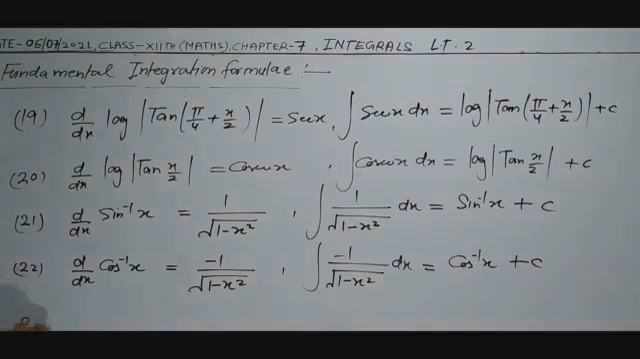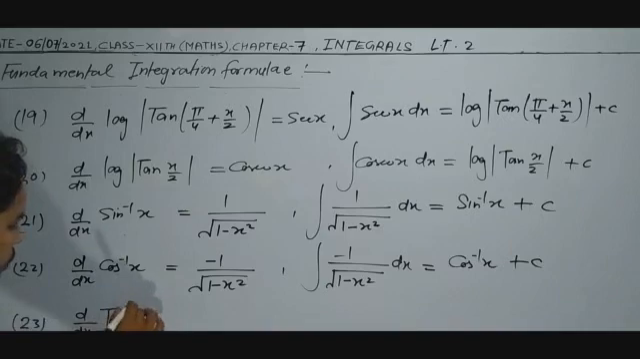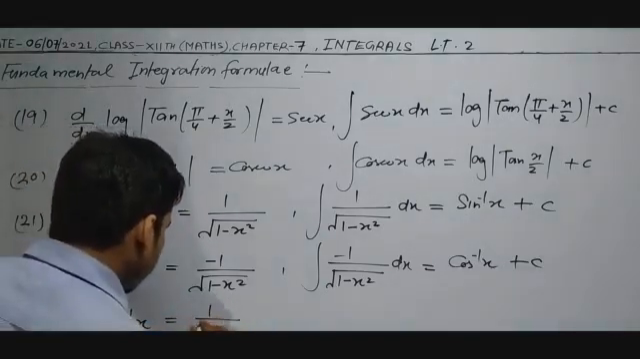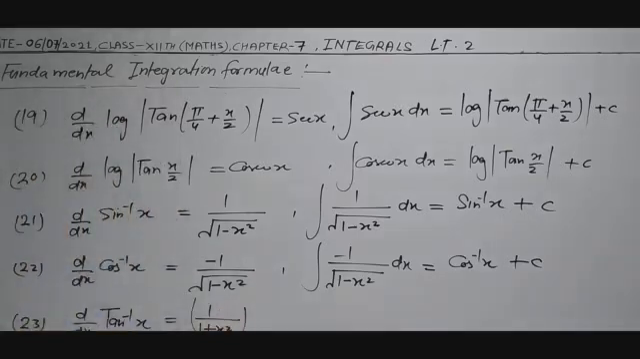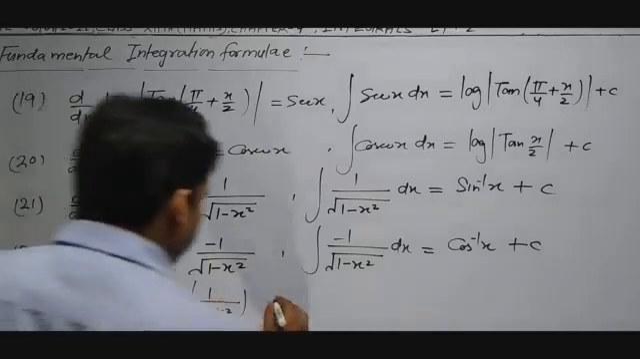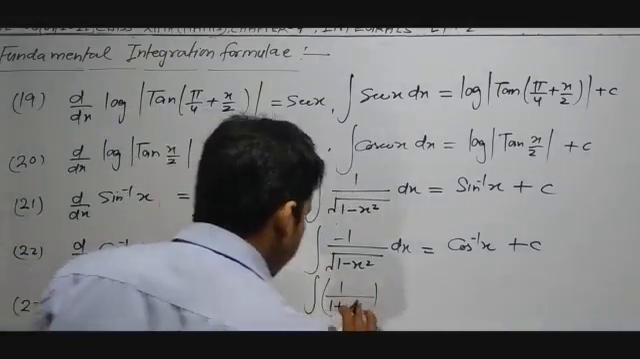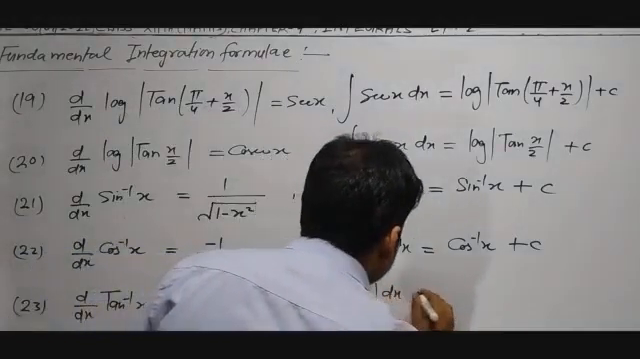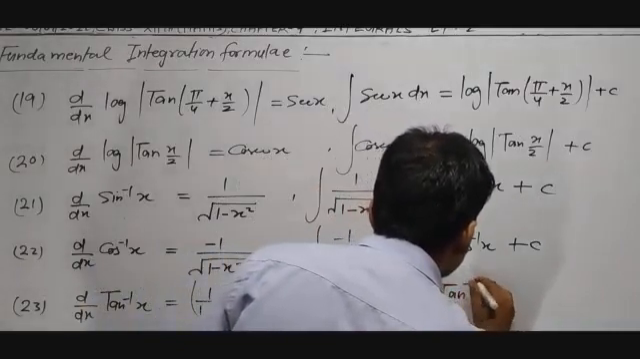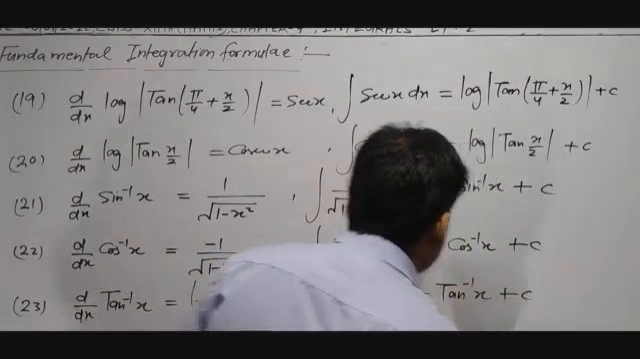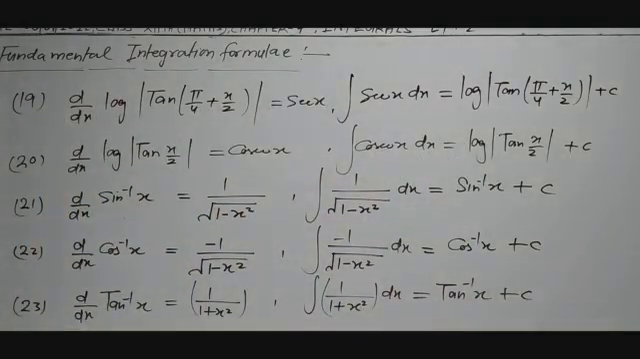Now 23 is d by dx of tan inverse x. Result is 1 upon 1 plus x square. Now its antiderivative, the antiderivative of 1 upon 1 plus x square dx, will be equal to tan inverse x plus c. So this is formula number 23 that is completed.